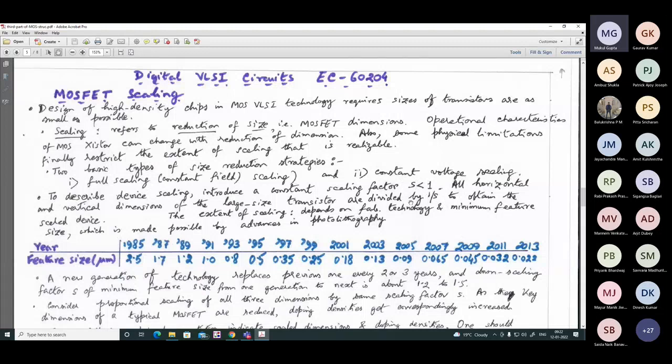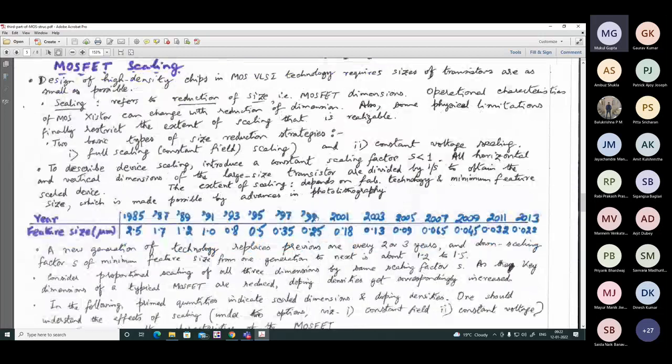So the scaling factor should be greater than 1. Anyway, that doesn't matter. You know that the dimensions are going down. So all the horizontal and vertical dimensions of the large size transistor are divided by 1 by S. If it has to divide by 1 by S, then S should be greater than 1. Sorry for that, please make the correction. S should be greater than 1 to obtain the scaled device. The extent of scaling depends on the fabrication technology and the minimum feature size.